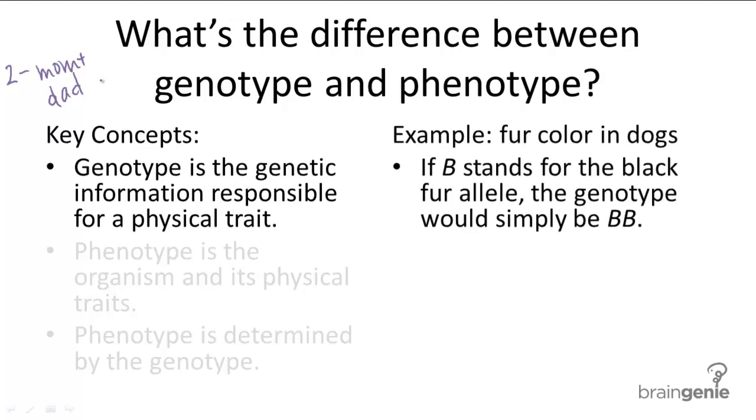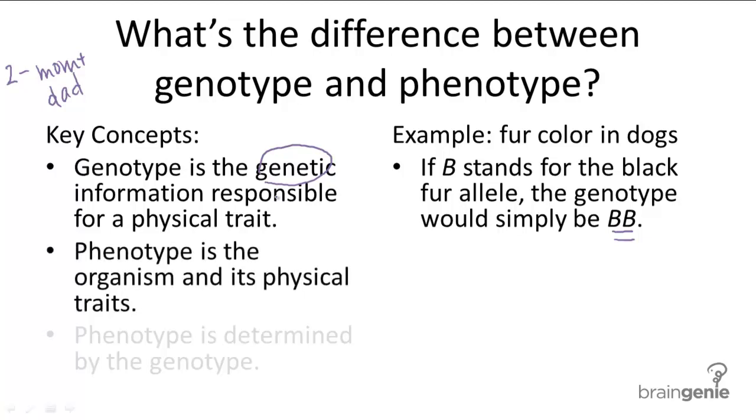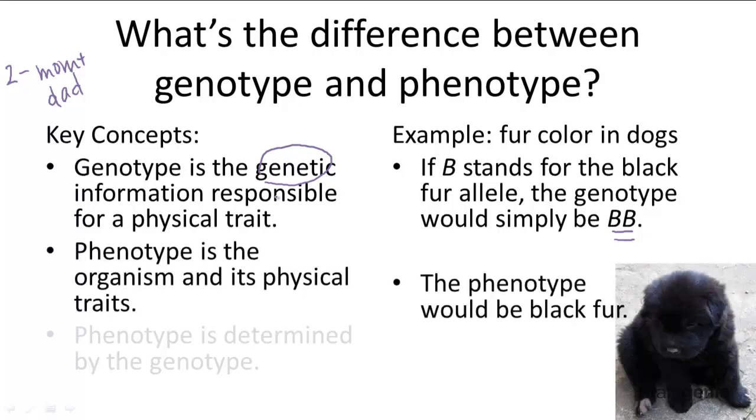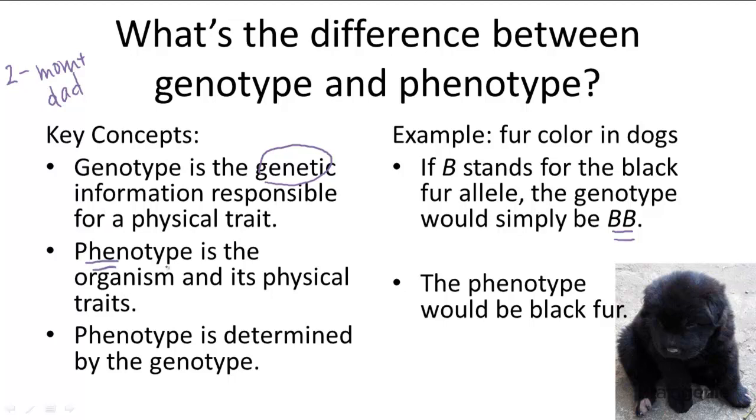If both the dog's parents have black fur and pass down a black fur allele to their offspring, the dog's genotype is big B, big B. Again, this is describing the genetic makeup of the dog. So what actually manifests physically from these two alleles is what we call phenotype. So the phenotype of the dog would be black fur, and that means the phenotype is always determined by the genotype. And you can remember these terms easily: phenotype, physical traits; genotype, genetic information.